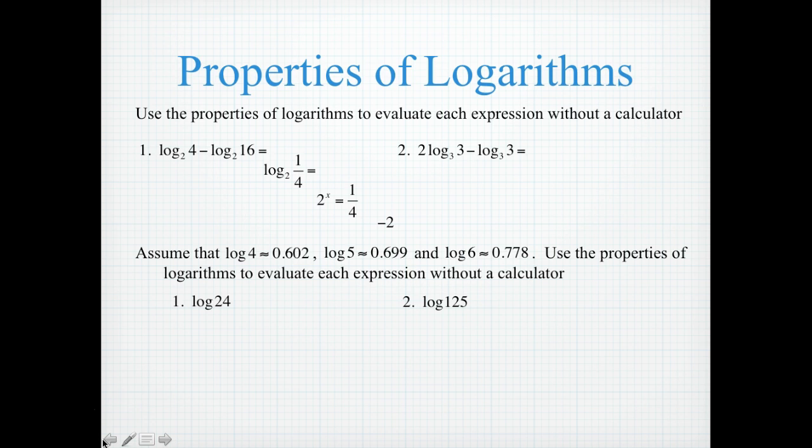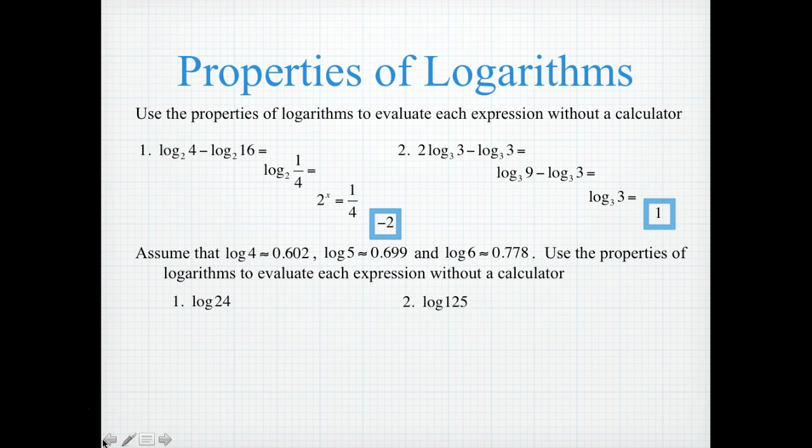Next we have 2 log base 3 of 3 minus log base 3 of 3. So we'd start by reintroducing the coefficient into the logarithm, log base 3 of 9 minus log base 3 of 3, which simplifies to log base 3 of 3. Which, if you convert that to exponents, that's 3 to the x is equal to 3, so we get a value of 1.